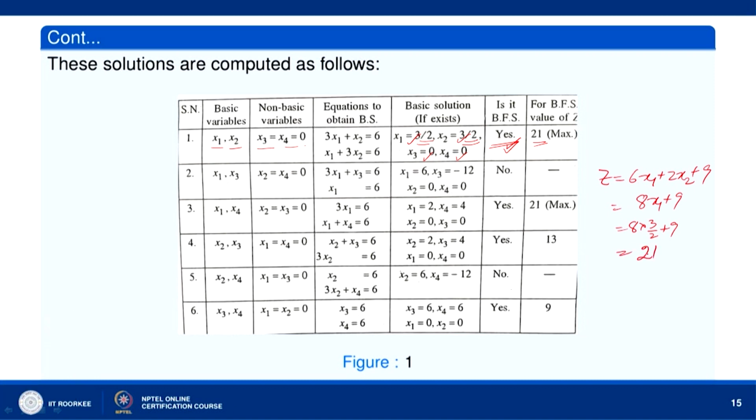Now, the other case could be we take x 1, x 3 as basic variables, we choose x 2, x 4 equal to 0, then we get these equations: x 1 plus x 3 equal to 6, if we take x 2, x 4 equal to 0.